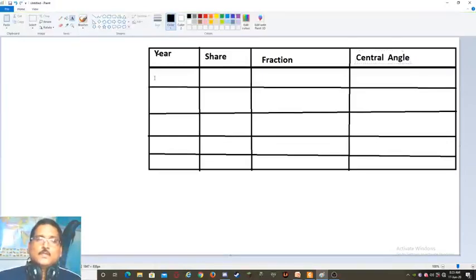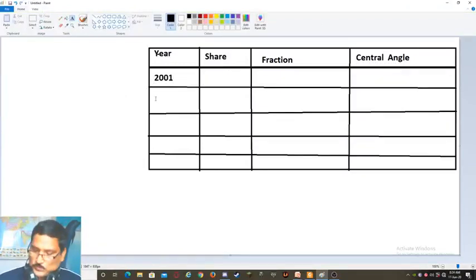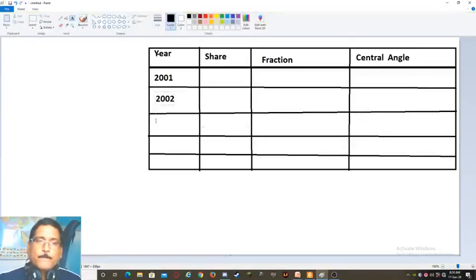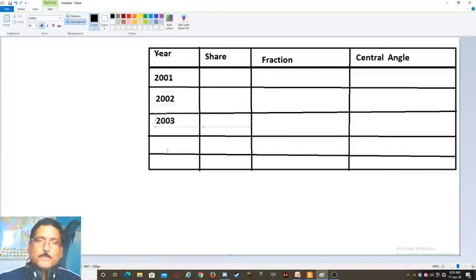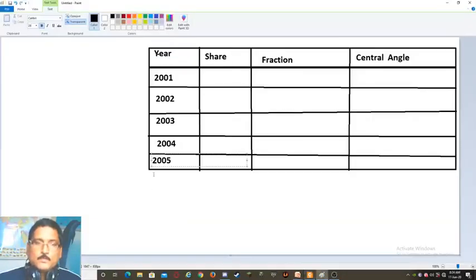Now here 2001, 2002, 2003, 2004, 2005, 2006, 1 2 3 4 5 6. Okay, below one I'm writing my next one here, 2006. You have to make one more line here, mind it.